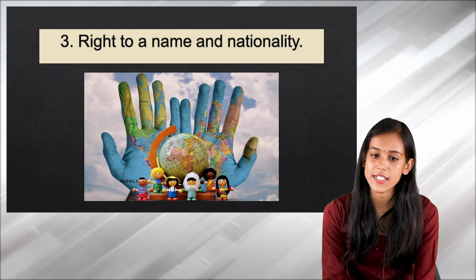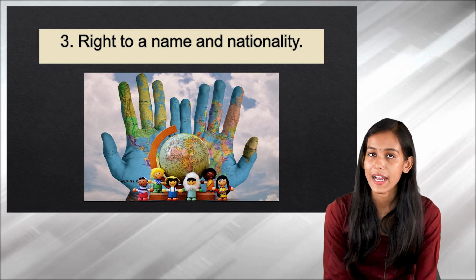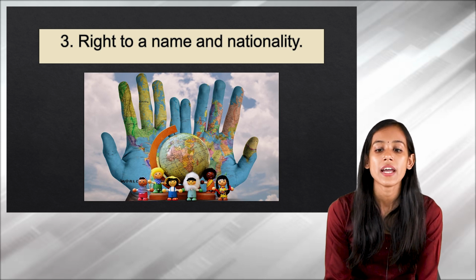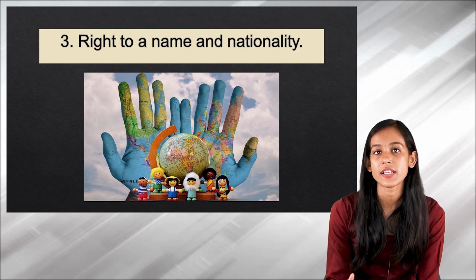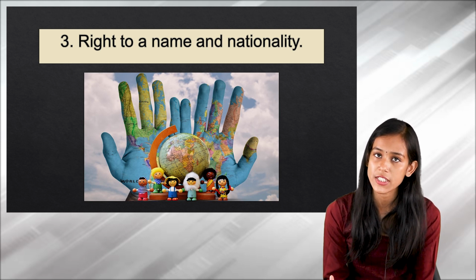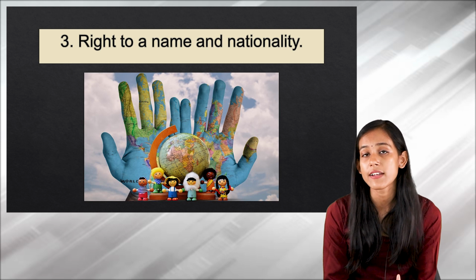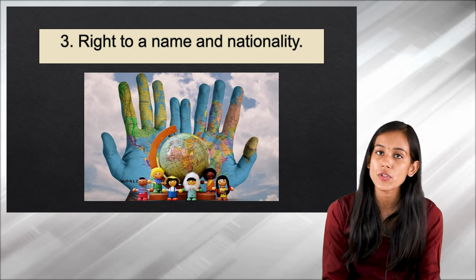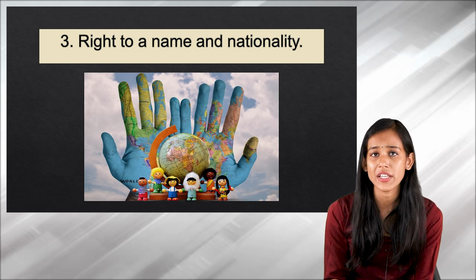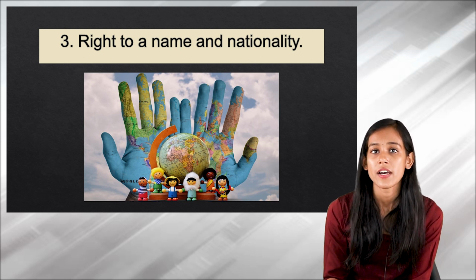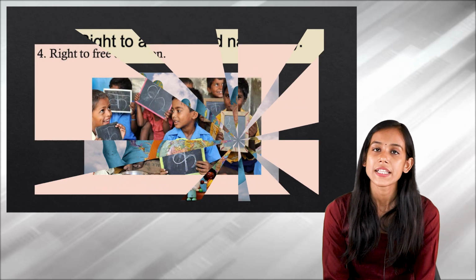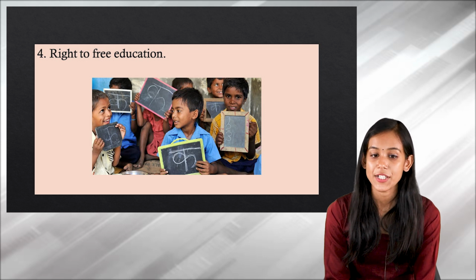The third right is the right to name and nationality. Every child has a right to identify himself with a nation, and a vast majority of underprivileged children in India are treated like commodities and exported to other countries. So it is their basic, fundamental right to identify themselves with a particular nation.